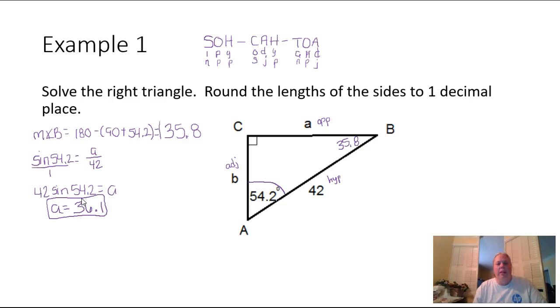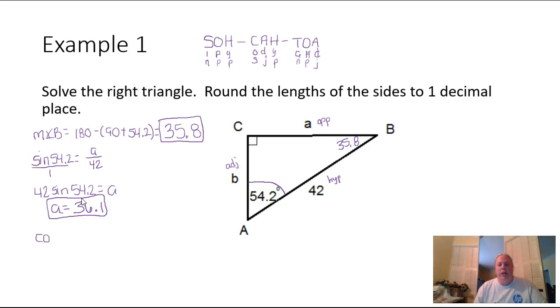And finally, we need to find side B. And again, with respect to our angle here, 54.2 degrees, side B is the adjacent side. And then the only other side we know with a number is the 42. Now, I know we just found A, but just in case we made a mistake here, it's best to use given information. So the adjacent side and the hypotenuse up here, that's the CA. We're going to use the cosine function.